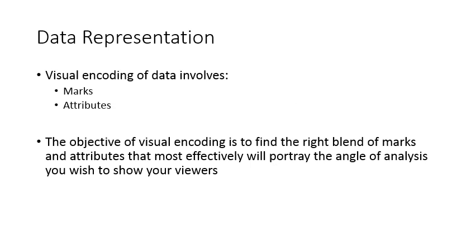So when we look at visual encoding of data, there are two main aspects of it that we have to think about, marks and attributes. So marks are the points or lines or areas of what we're talking about, and then the attributes are the appearance of these, so the size, the color, the position of them. And then the objective of visual encoding is to find the right combination of marks and attributes that will most effectively portray the angle of analysis that you want to show your viewers. And that angle of analysis refers back to what we talked about last week.